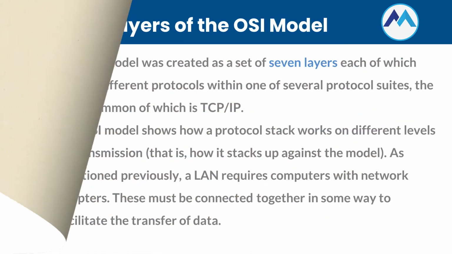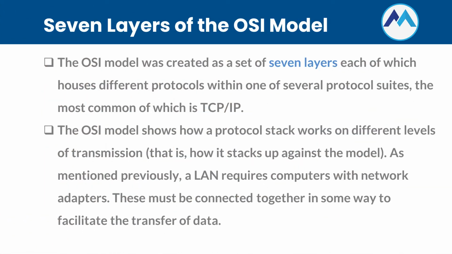That said, I want us to look at the 7 layers of the OSI model. The OSI model was created as a set of 7 layers, each of which houses different protocols within one of the protocol suites, the most common of which is TCP/IP. The OSI model shows how a protocol stack works on different levels of transmission, that is, how it stacks up together against the model.